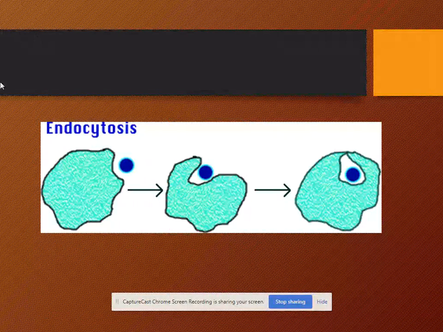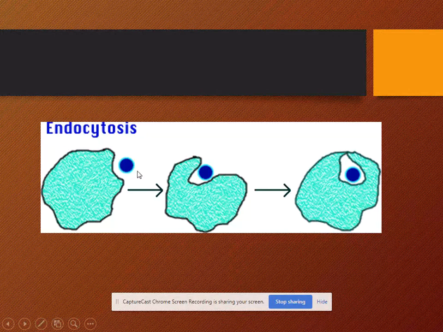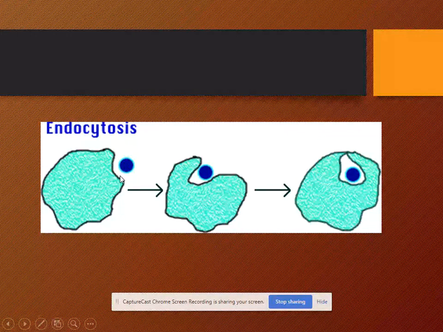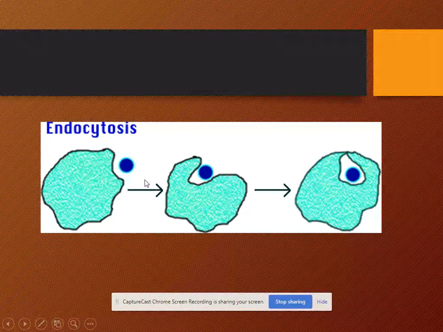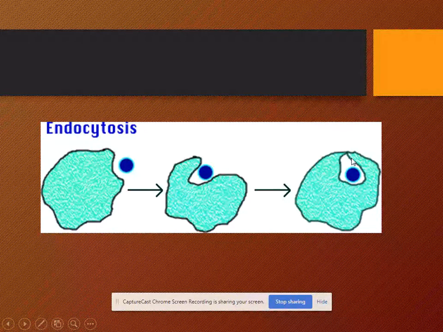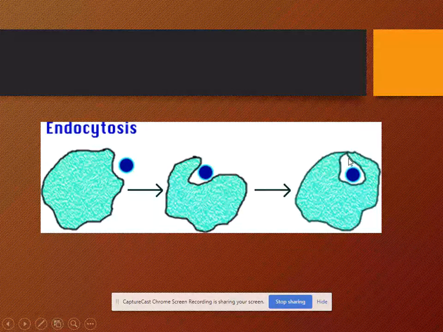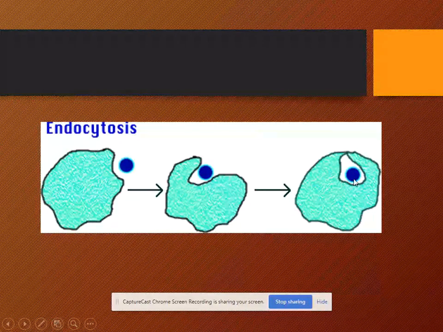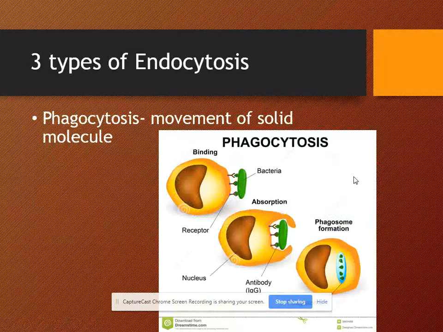So here's a picture I have of endocytosis. The cell is the light blue, and the dark blue dot is a material that it's trying to swallow. As you can see, the cell membrane is starting to move around the object in the first picture. In the second picture, you can see the cell membrane has really moved around it. And the third picture has completely surrounded it, and we have a little bubble, a vesicle, surrounding this object that we're trying to bring into the cell. So that's an example of endocytosis.